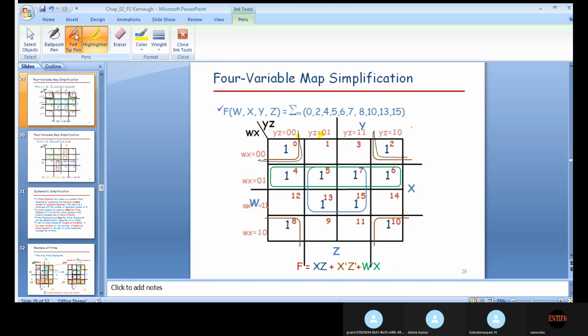So edges we will see first. Edges, 4 edges. Now tell me, 4 edges I am taking. For these 4 edges together, what is the logic equation?